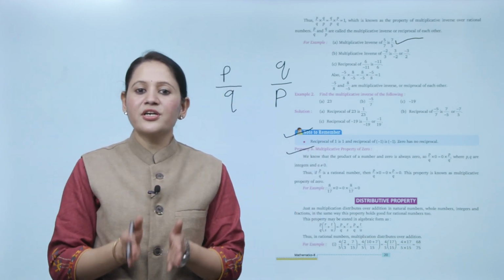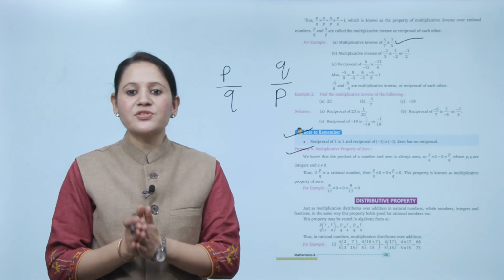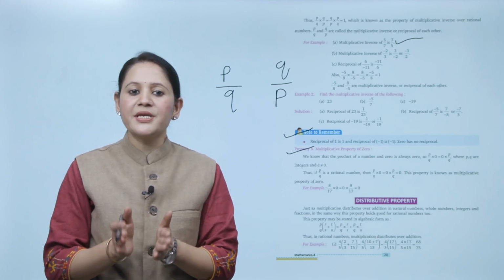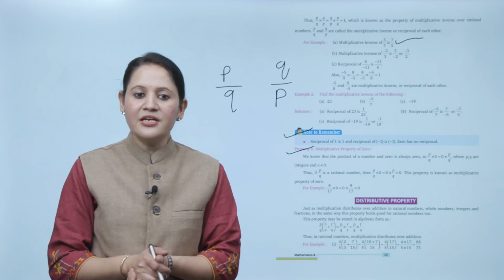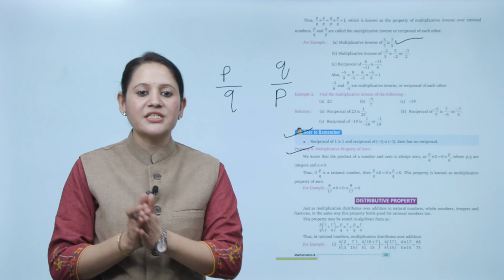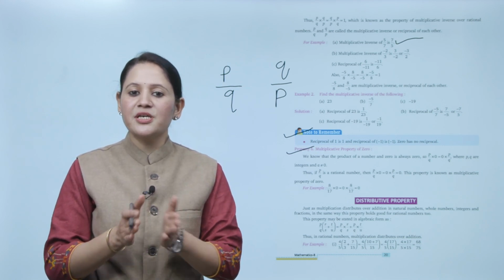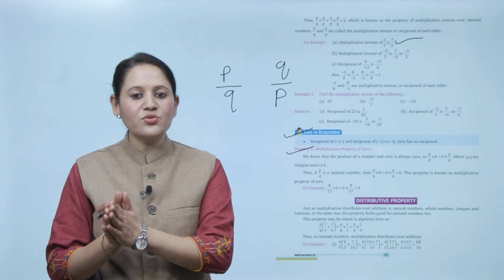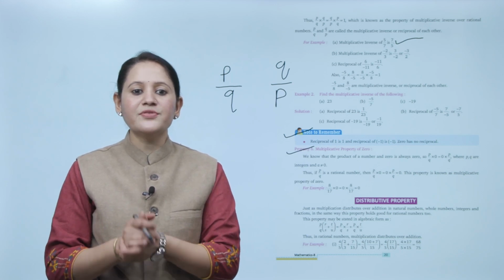We know that the product of a number and 0 is always 0. So, p upon q into 0 equals 0 into p upon q, where p, q are integers and q is not equal to 0. Thus, if p upon q is a rational number, then p upon q into 0 equals 0 into p upon q, that is equal to 0. This property is known as the multiplicative property of 0.